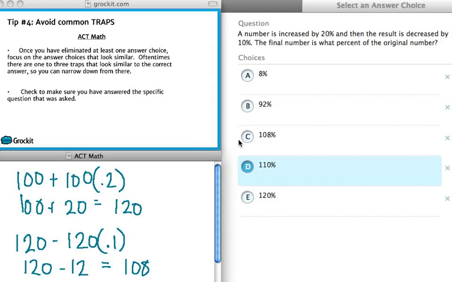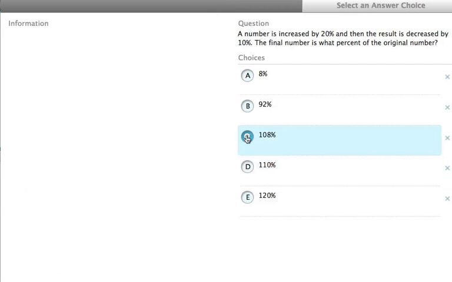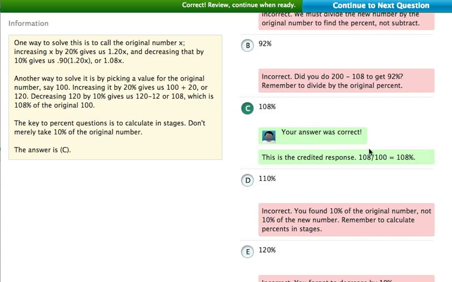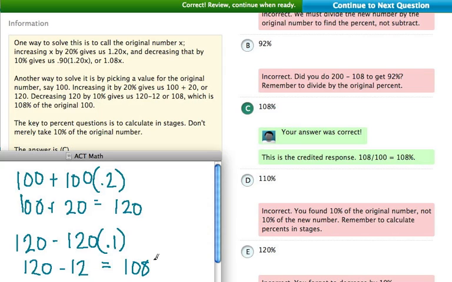So we get answer choice C, which was one of the ones that we were looking at before. We confirm our answer choice. We're correct. It says your answer is correct. This is the credited response. 108 over 100 is 108. So that's what we were talking about before, about picking the number 100 being a lot easier. So 108 is the number that we get. It's also the percentage. Because we picked the number 100 as our original number, we actually don't have to do that math, the 108 divided by 100.